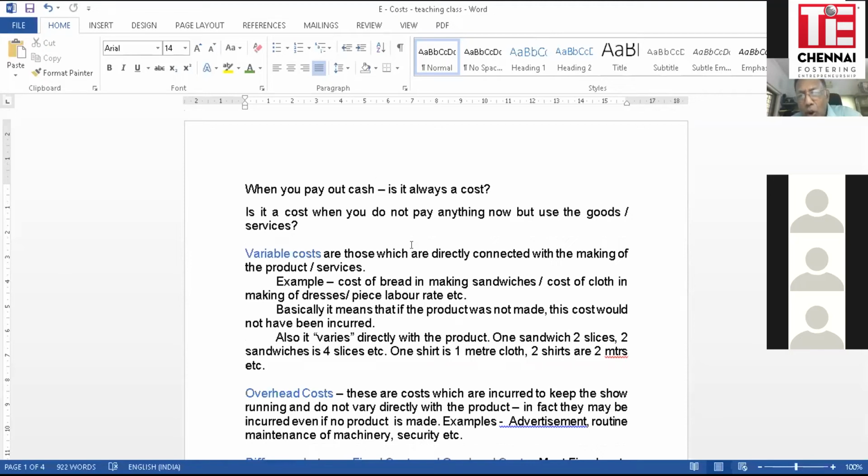Now, is it a cost when you don't pay anything now, but use the goods and services? Of course it is. Because you might buy something on credit. You don't pay anything now. You might pay it after 3 months, 4 months if somebody gives you a credit. But believe me, your cost has actually started and it is a cost. So please understand that just because you pay out something, it is not a cost. And just because you don't pay something, it is not a cost.